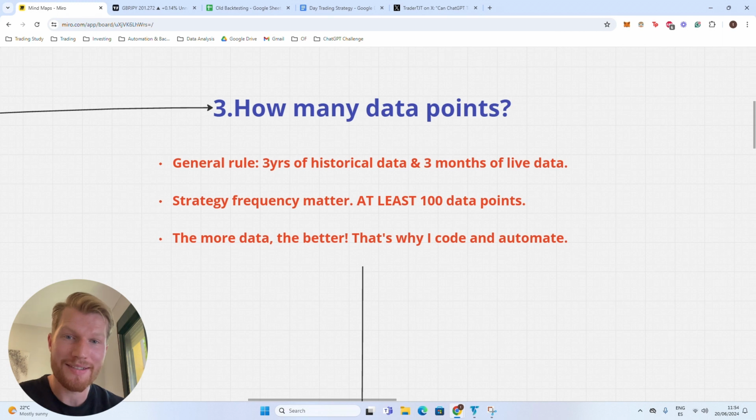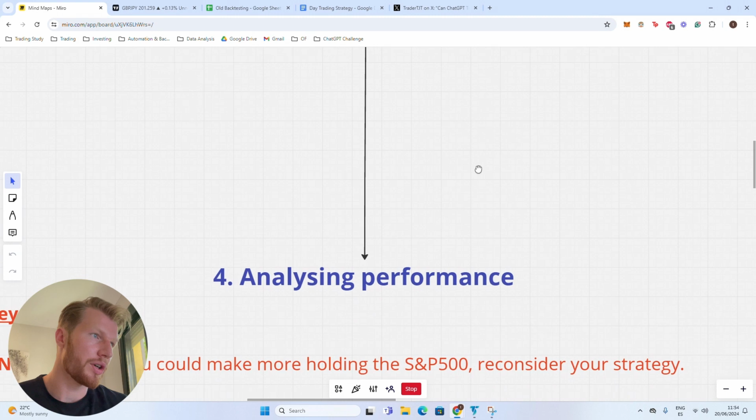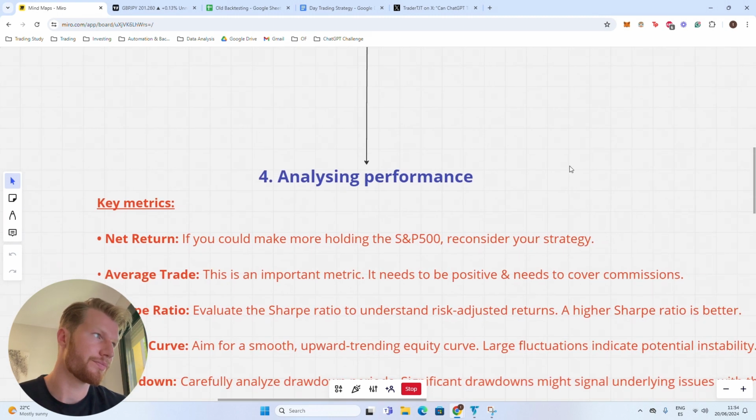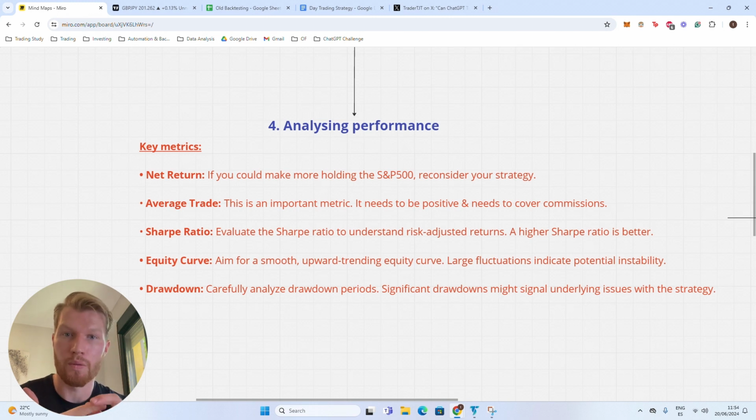If you're manually backtesting, the reality is you're pretty limited in how much backtesting you can do. And that's why I've shifted into this whole automation coding area. So I can automate my strategies, backtest them over 10 years of data, optimize them, etc. So the next thing we're going to talk about is analyzing performance. Let's say now you've defined the rules of what you want to backtest. You've done a consistent backtest over a decent period of time, and you now want to analyze the results.